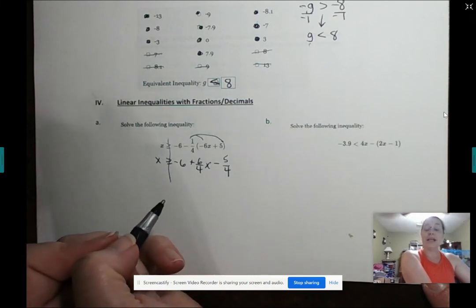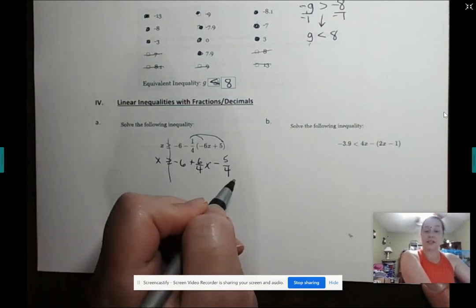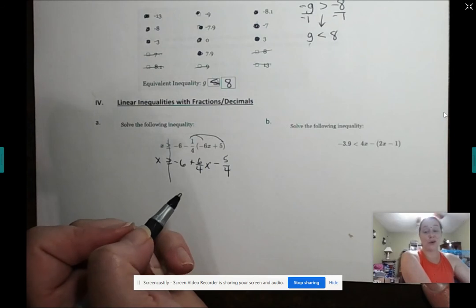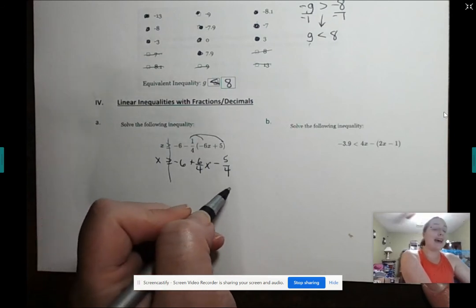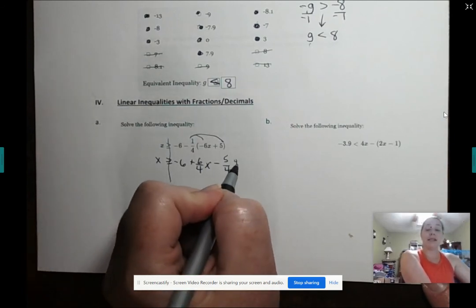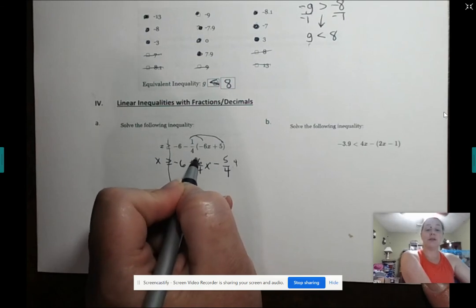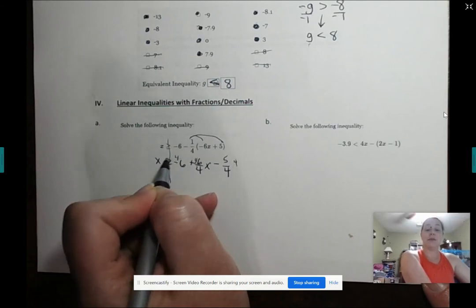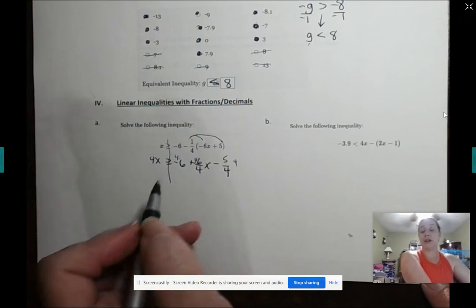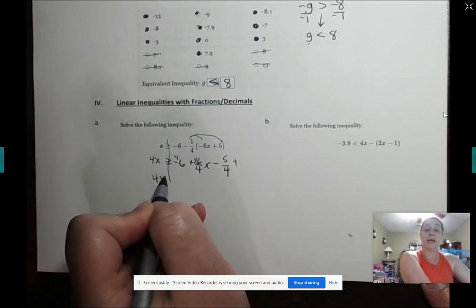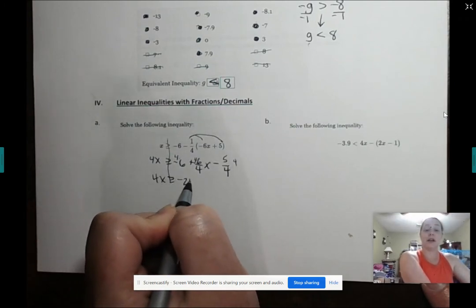And at this point, I would do what we did with equations, which is I have a denominator of 4 that I don't want to see. So I'm going to multiply everything in the problem by 4, because that's going to cancel out those denominators. It'll make this number a little different. It'll make the coefficient of x on this side a little different. But at least we'll have our fractions gone.